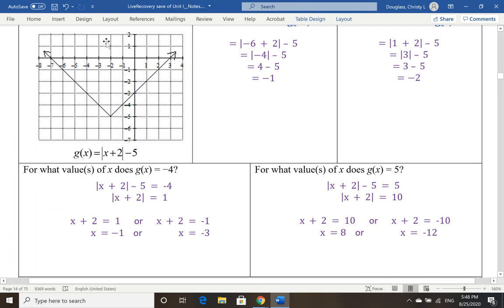We can't verify that precisely on this graph, but if you think about this extending, it's not too far-fetched to think that if you went out to negative 12, the y value would be 5. And if you went out to x equals 8, the y value might also be 5.